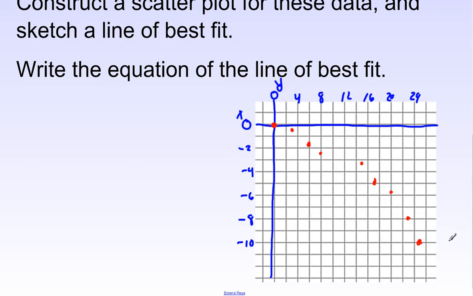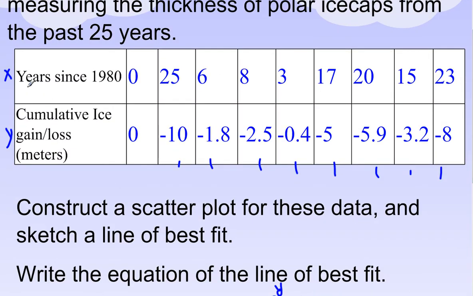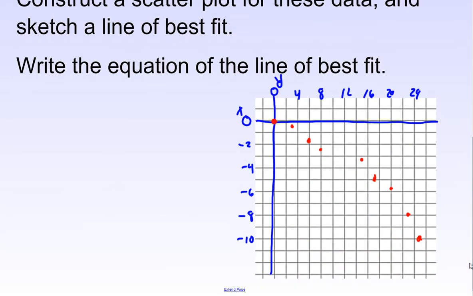All right. So we have this collection of data, and this is kind of like the example I talked about way back in the introduction about determining if there's a relationship between two different variables. So is there a relationship between the amount of years since 1980 and the amount of ice gain or loss? Well, looking at the data, I would say yeah. So each year, it appears that it's consistently losing ice. But we might be asked about that later. So let's keep going here.